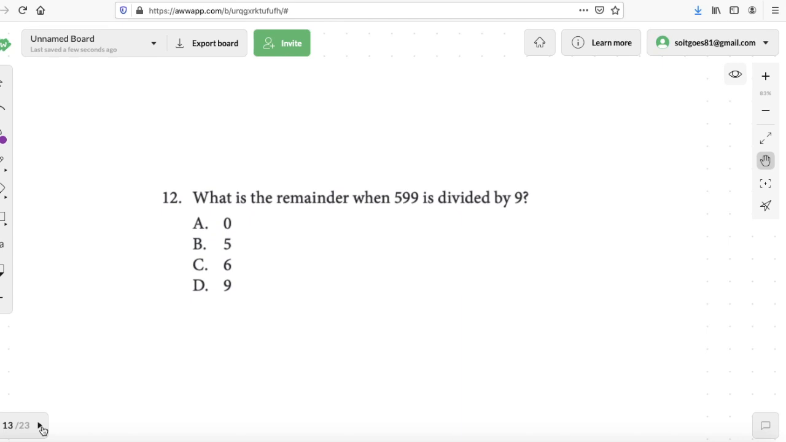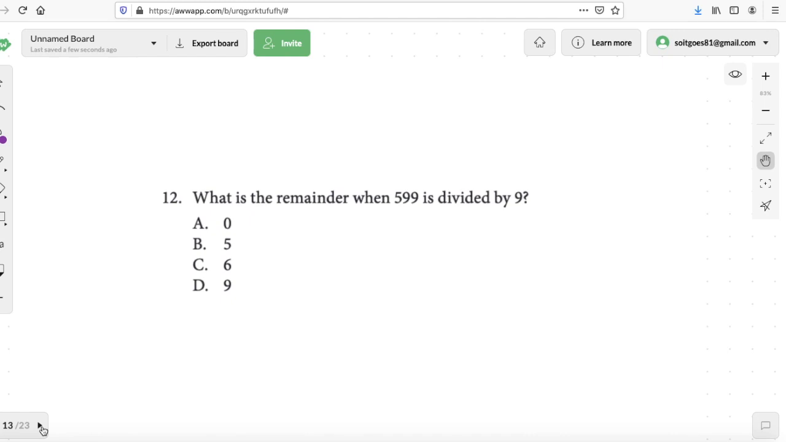What is the remainder when 599 is divided by 9? Do you remember remainders? Middle school math. Yeah. Do you remember that thing? Is it those top numbers when you do the long division? I mean, if you're not going into decimals, it's like what's left over.